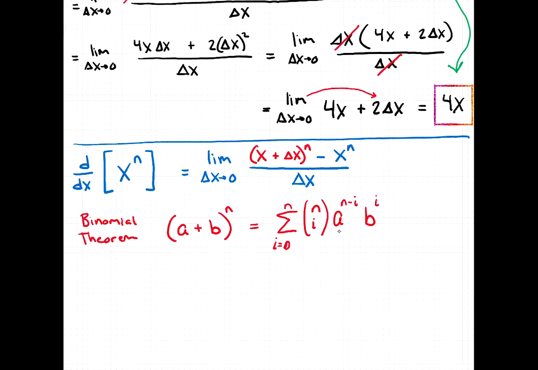And the powers of b start at 0 and progress upward to b to the first, b to the second, up to b to the nth power. And another way of writing this, n combination i, so there's a formula for this. So that's the sum as i goes from 0 to n of n factorial divided by n minus i factorial times i factorial times a to the n minus i, b to the i.